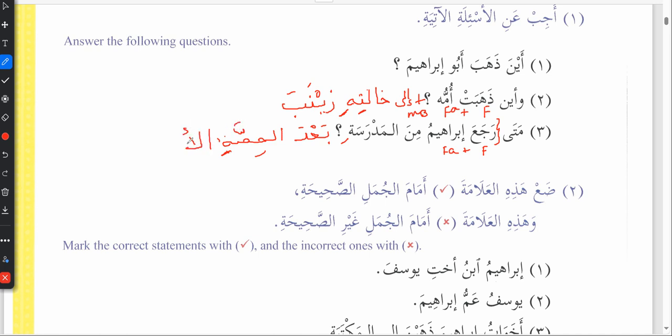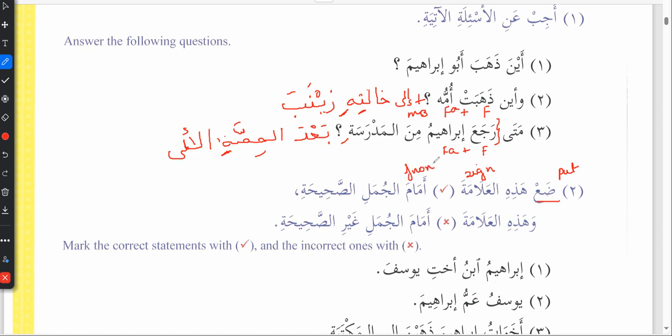So you will write he returned after the first period. Now let's check the next question. Da hazihil alama. Alama means sign and da is the command that means put. Sign. Alama means sign. Amama, in front. Where do you have to put? In front of these sentences.